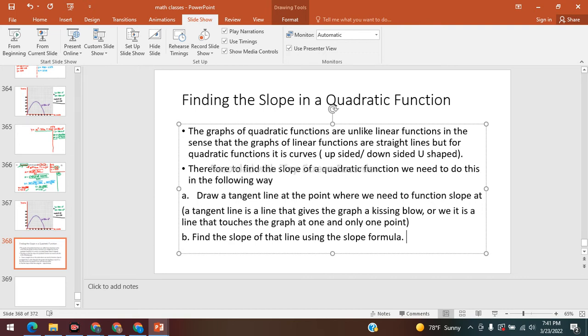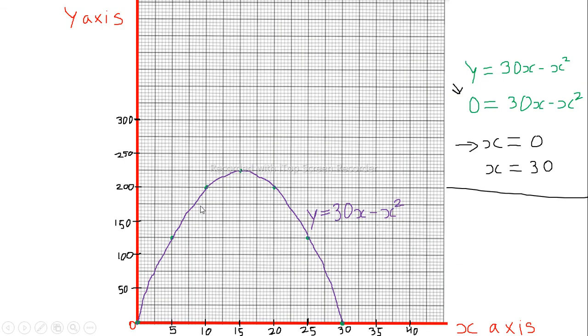Okay. So the graph of a quadratic function is different from the graph of a linear function. For linear functions, there's a straight line, and for straight lines, we have constant slope. The slope never changes; it's the same slope. But for quadratic equations, you can see that the slope changes, because at one point we're going up, at another point we go flat, at another point we go down. So the slope changes.